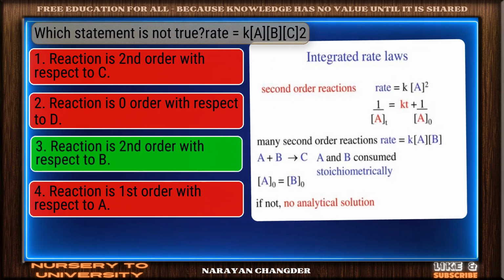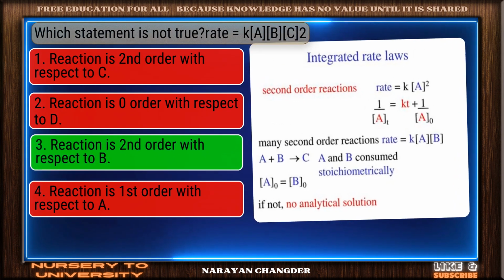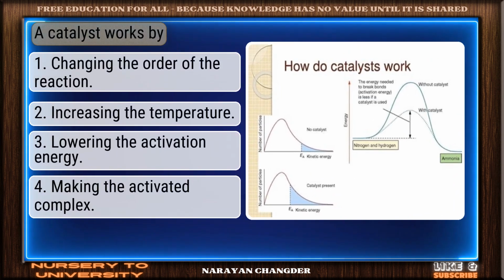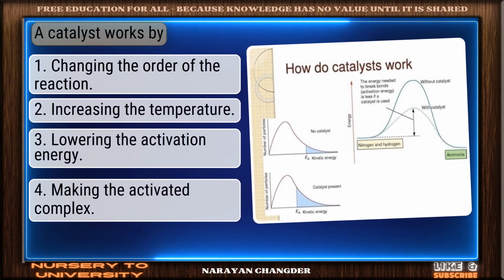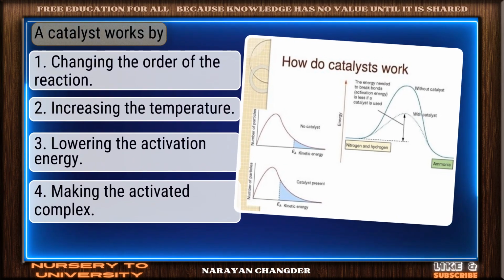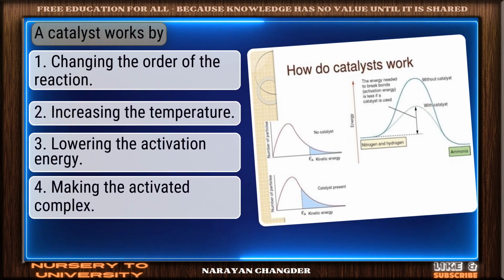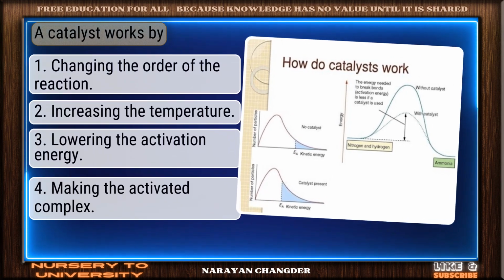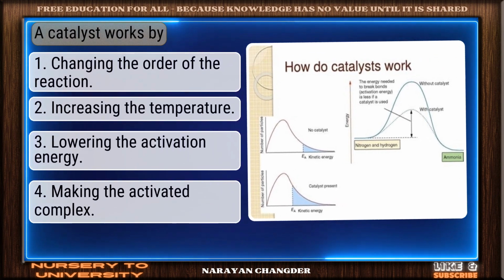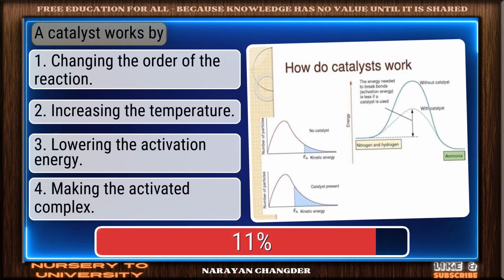Reaction is second order with respect to B. Well done. A catalyst works by Option 1, changing the order of the reaction. Option 2, increasing the temperature. Option 3, lowering the activation energy. Option 4, making the activated complex.